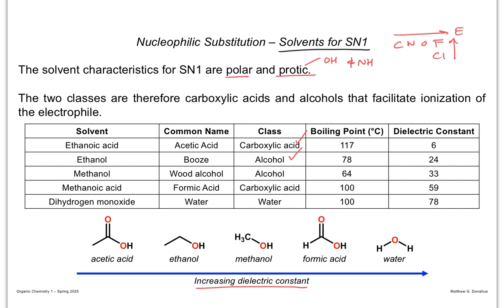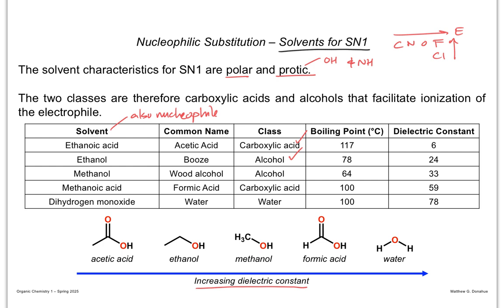The other thing to note about SN2 versus SN1, the solvent, what's going on here? The solvent is also the nucleophile. So when you're looking at reaction conditions and you don't see that other reagent, that strong nucleophile, you just see solvent, chances are it's going to be an SN1 reaction.